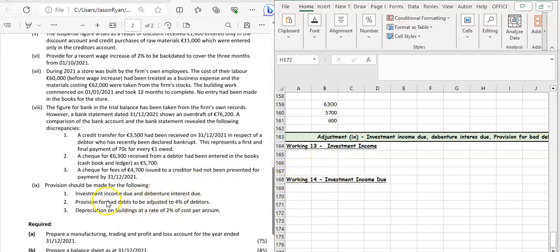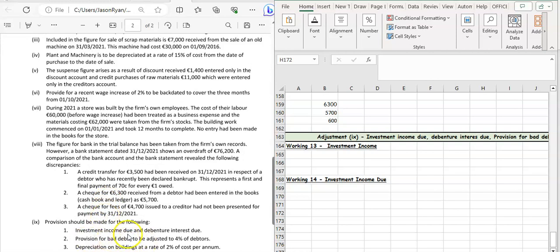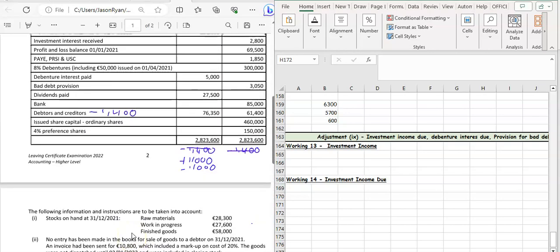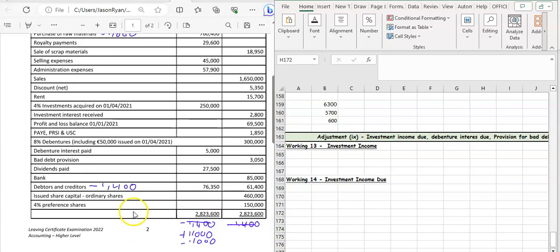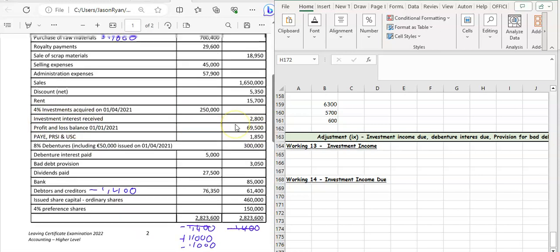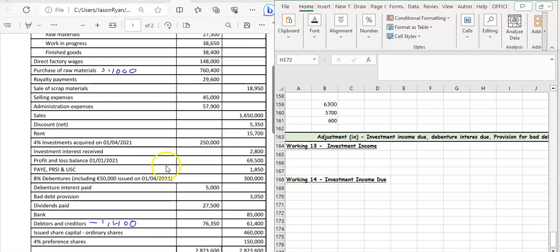So investment income, if they say investment income due, well, first thing we need to do is find out what is the yearly investment. And the second is find out how much is due. So we must have received some of that investment. So we go back to our trial balance, have a look at the investment income. You can see here is investment income received of 2,800. So we're going to use that in the second part of the working.